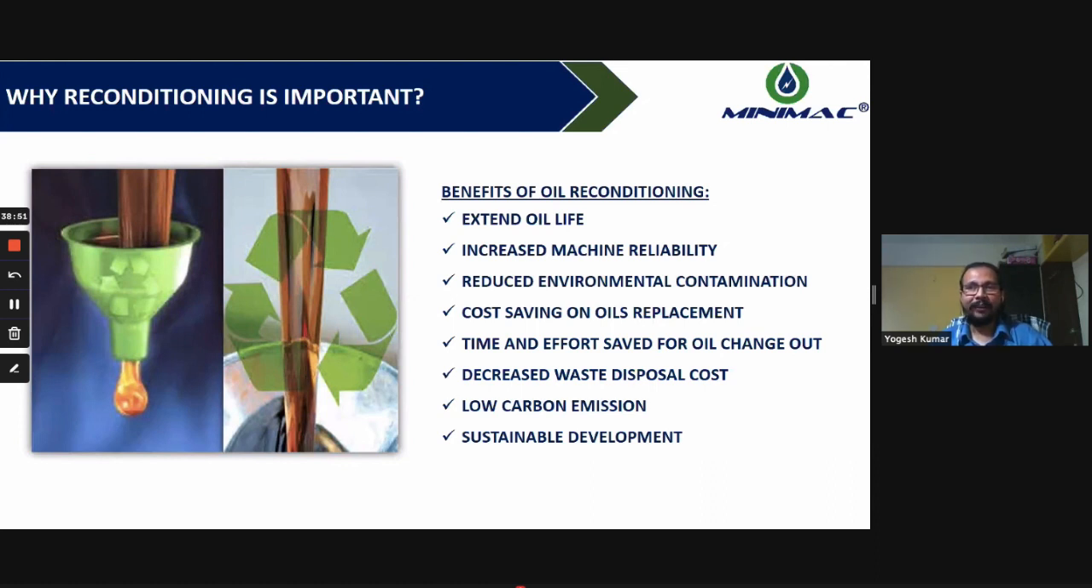And there is time and effort for oil change-out, because whenever we change the oil, it takes a unit shutdown for 1 day or 2 days, that cost, and the oil cost is also there. Then if you replace the oil, you have to follow the government norms for hazardous waste disposal. Then again, a very vital thing: if we are sustainability lovers, then we should not expose any hazardous waste or carbon in the environment. Any exposure of hydrocarbon in the environment is a crime unless it is mandatory. So replacement of oil is a criminal activity, and it will kill sustainable development.